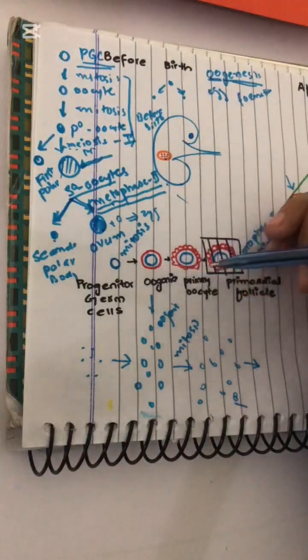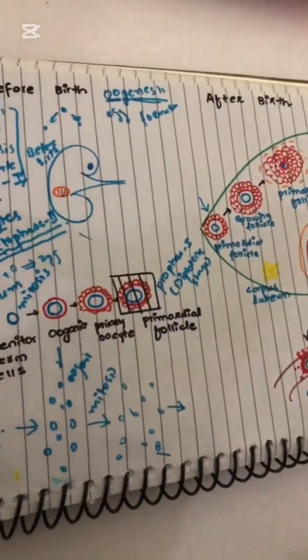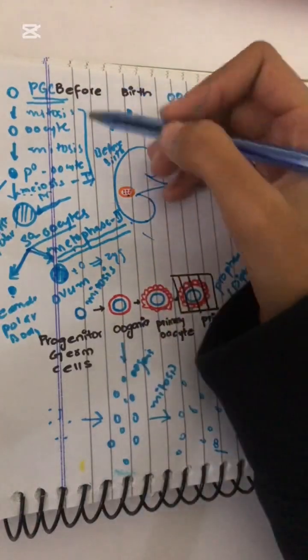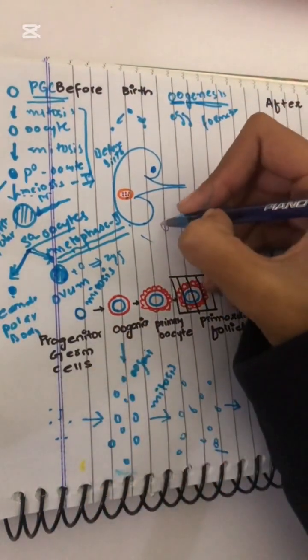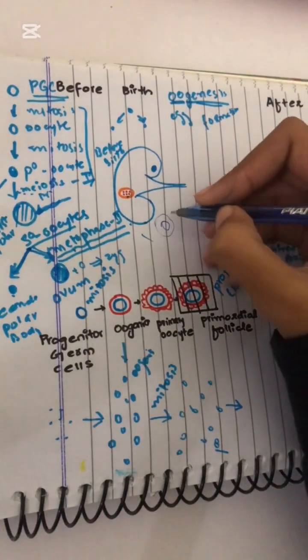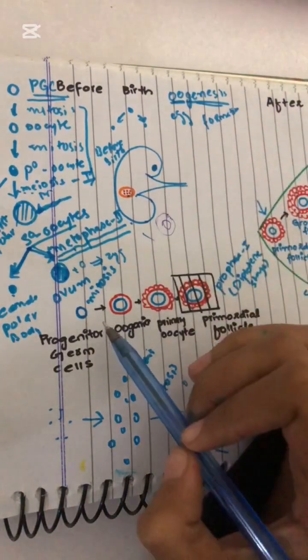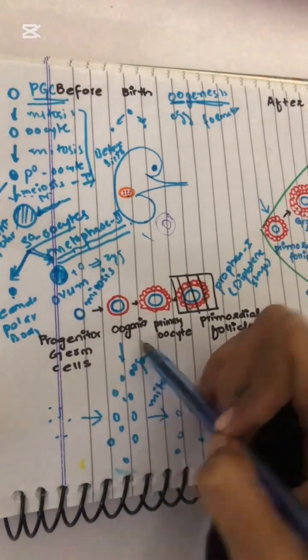Now what are these things that I show? So this is all oogenesis. Now we will look at the surrounding cells of oogonia and primary oocytes. What are these cells surrounding them and their stages of development? What happens when progenitor germ cells divide to form oogonia? They are in the ovary.